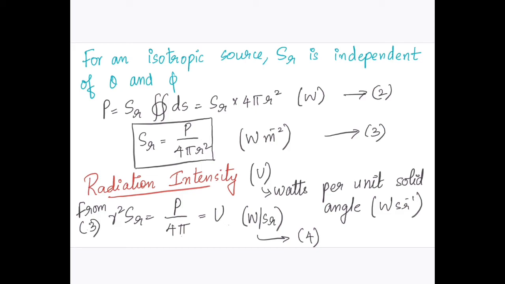Now radiation intensity, known as watts per solid angle, is also represented by U. So from this equation, r square into SR can be written as P by 4 pi, which is the definition of radiation intensity, that is, watts per unit solid angle. So P by 4 pi is equal to the radiation intensity, or else the radiation intensity is also equal to r square into the average Poynting vector.